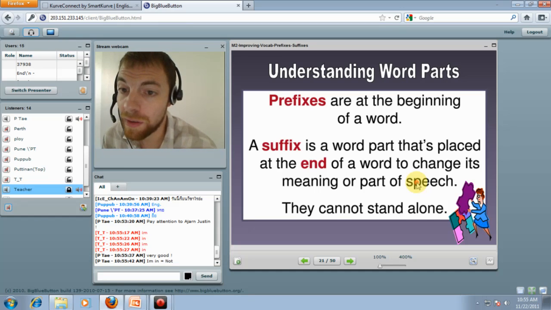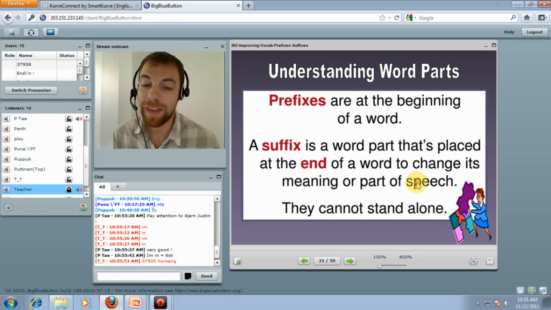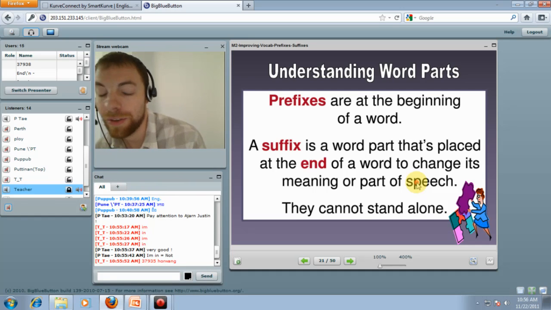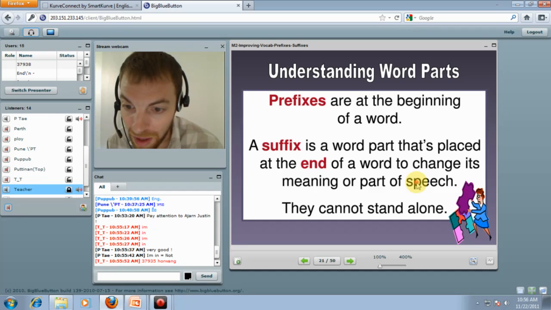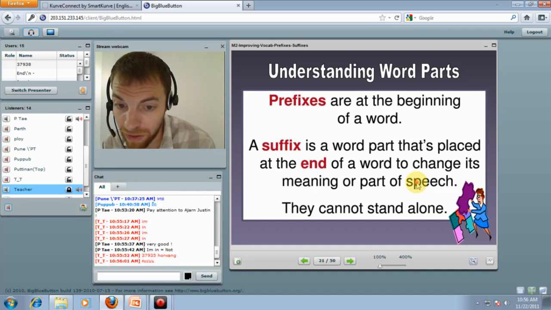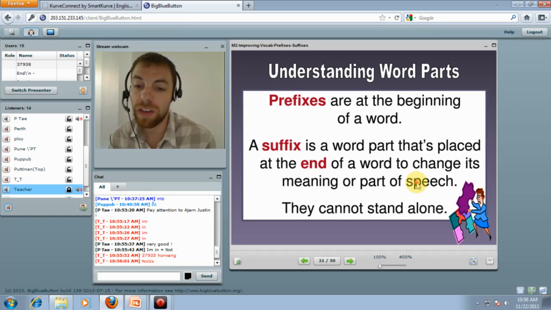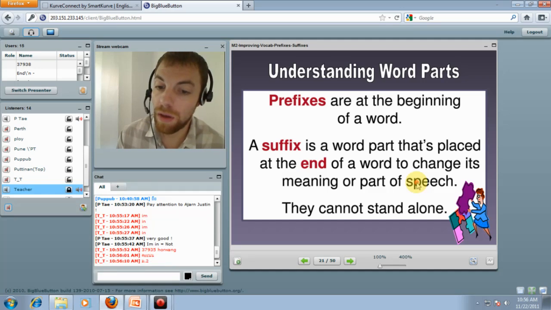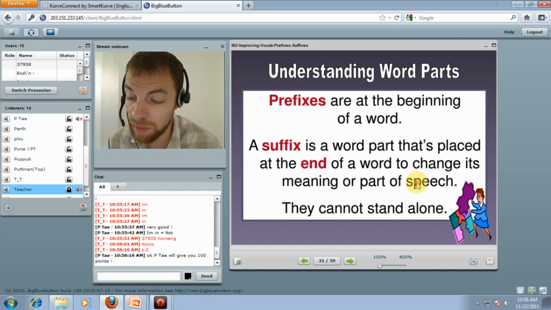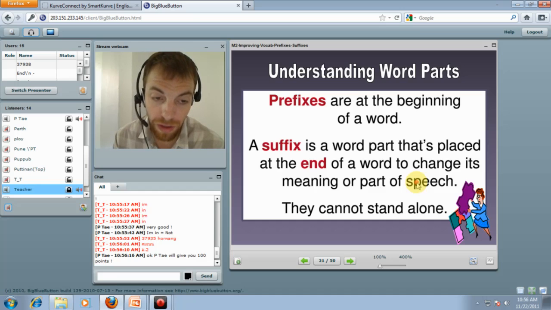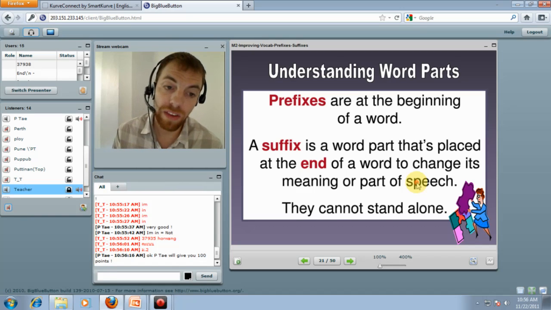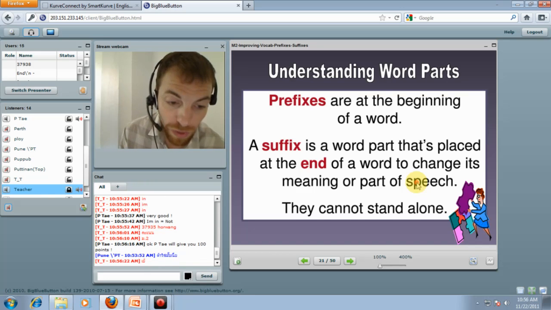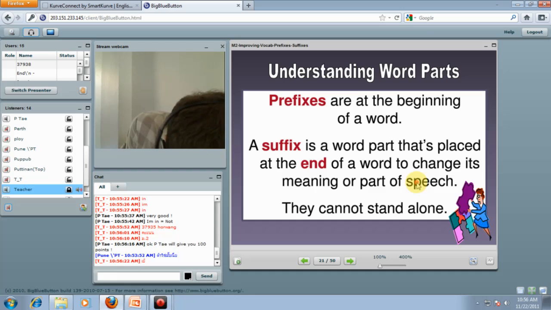So a prefix is a beginning of a word, and a suffix is placed at the end of a word. Very easy, right? Now, a suffix is usually not going to change the meaning of the word. A suffix will change the part of speech. It will help you find if it is past tense or present or future. Usually that's what a suffix will help the most with.